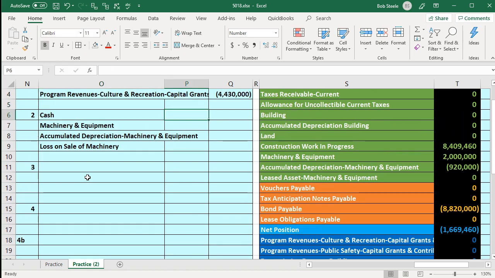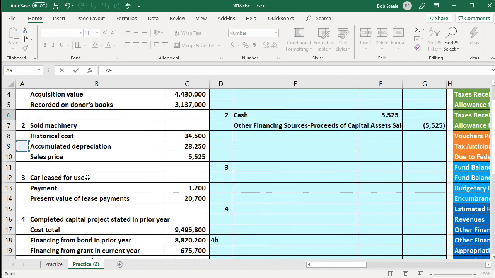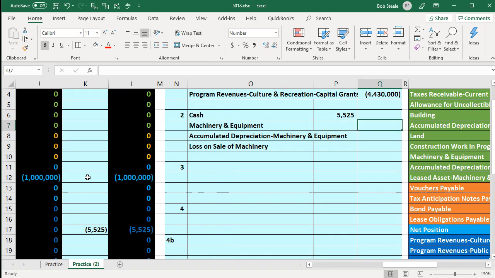Let's pick up these numbers then. I'm going to pick up this number from the data. I'm in cell P6. I'm going to say equals. Scroll all the way back to the data. We had the sales price as that 5,525. So that's going to be our first number. And then I'm going to be on the credit side for the machinery and equipment.